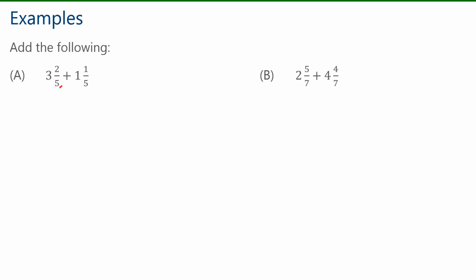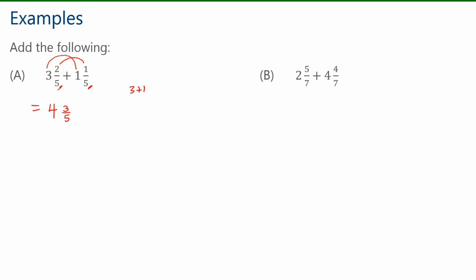I would like to draw your attention to the fact that in each of those proper fractions, your denominator is the same. It's a 5. That's going to make our lives easier as we go through this particular question. So if we look at the whole number parts first, we have a 3 and we have a 1, and we add those together and we get a 4. Then for the proper fraction pieces, we have a 2/5 and we have a 1/5. If we add that together, we will get 3/5.